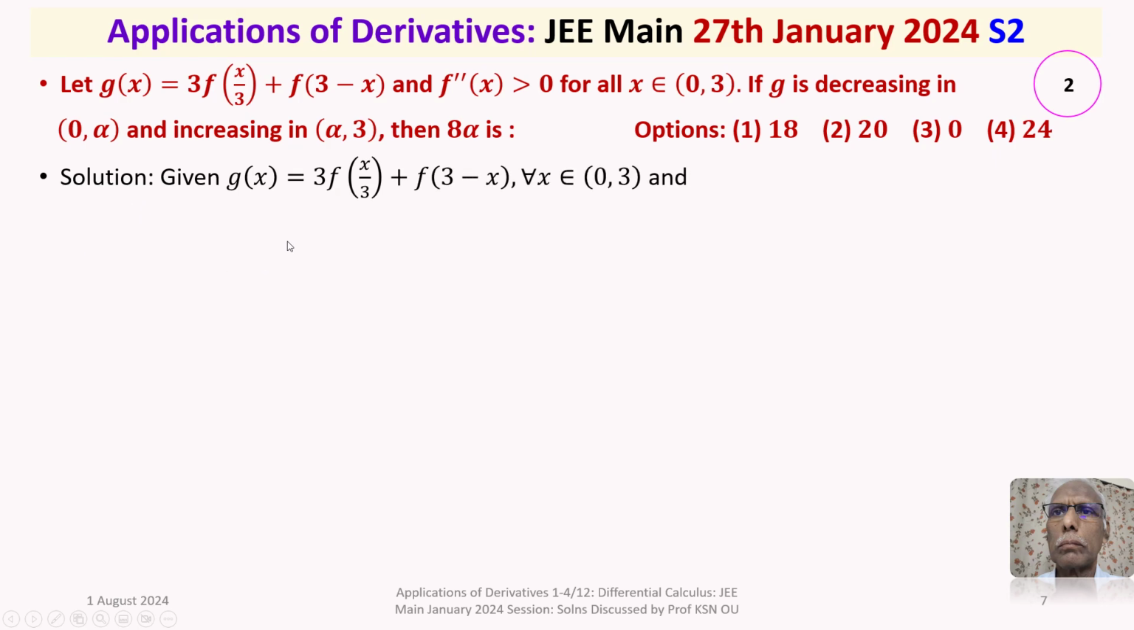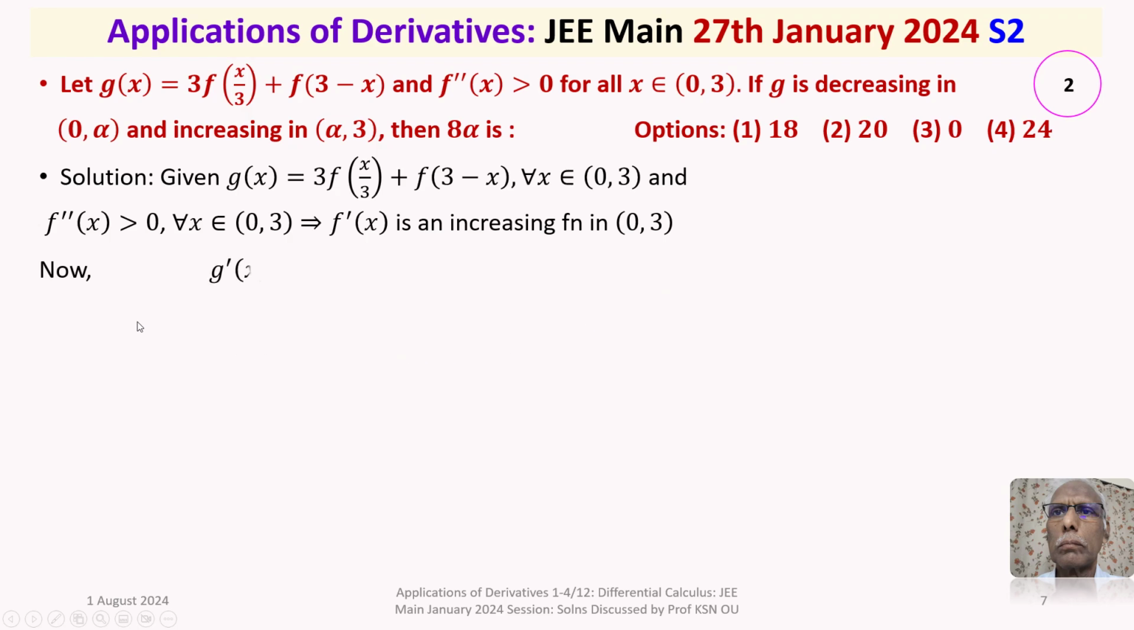We are given a function g of x, that is 3 times f of x by 3 plus f of 3 minus x for all x belongs to 0 to 3. Further, it is given f double prime x is greater than 0 for all x belongs to 0 to 3. When f double prime x is greater than 0 for all x belongs to 0 to 3, it means f prime x is an increasing function in the interval 0 to 3. And this fact is required and we will be using it in the discussion. Right.